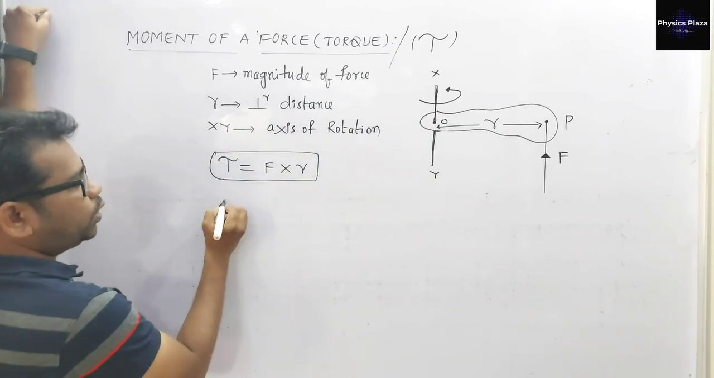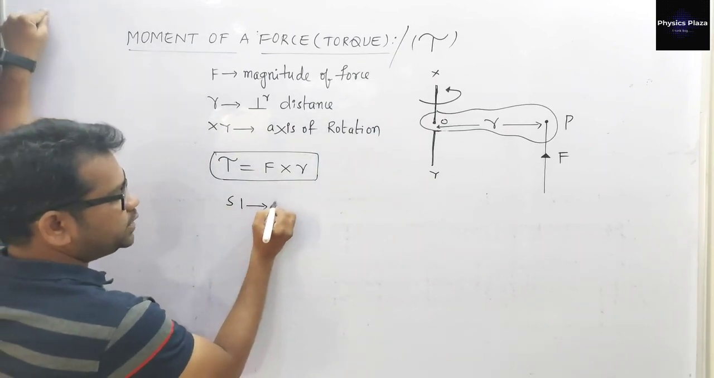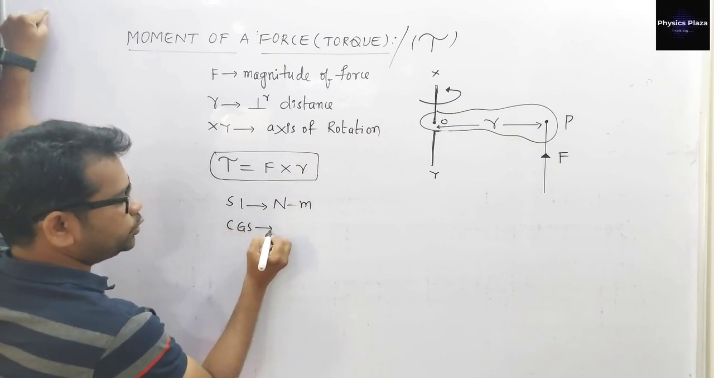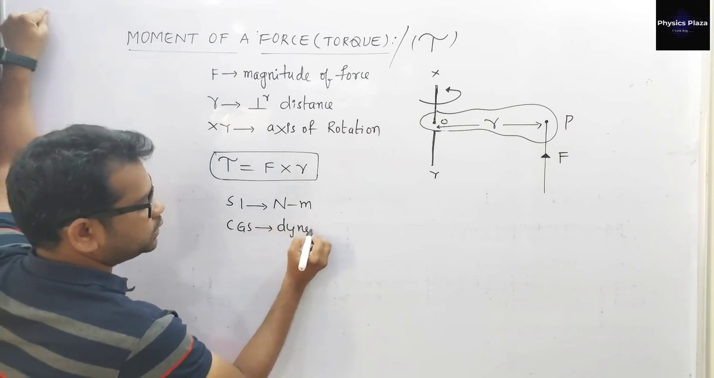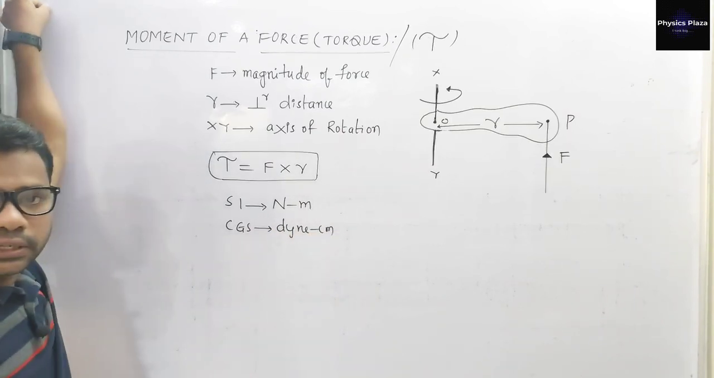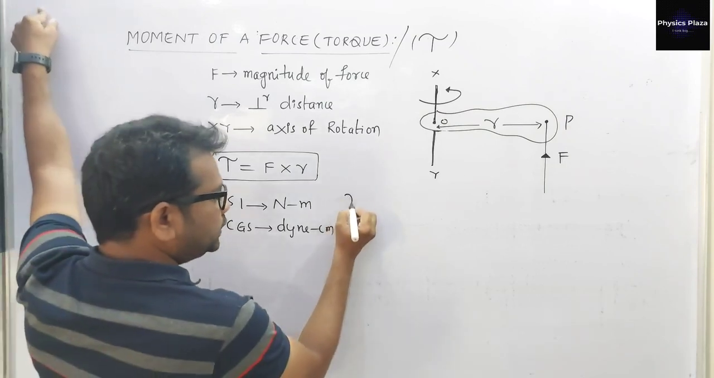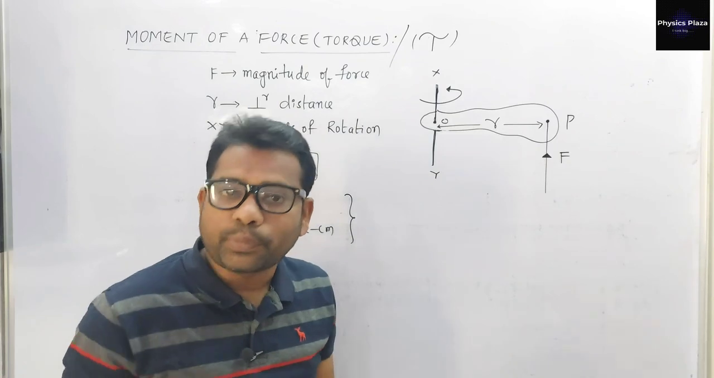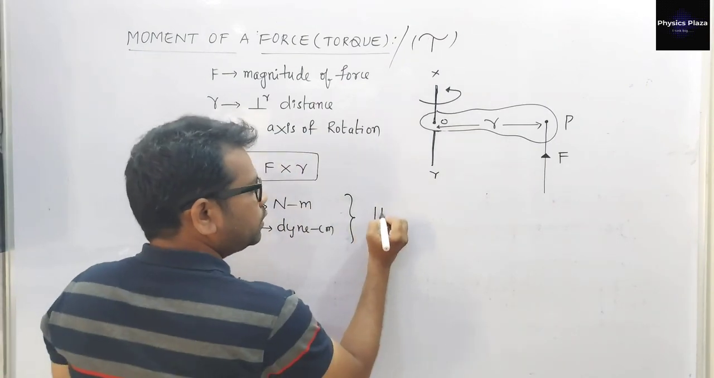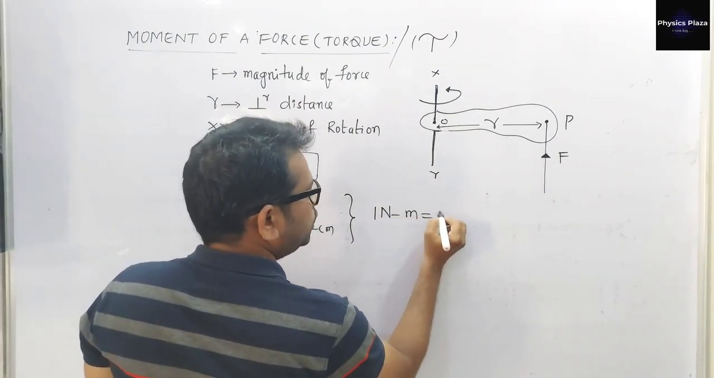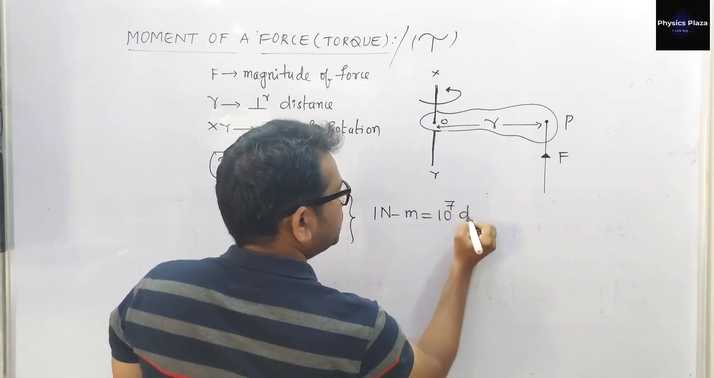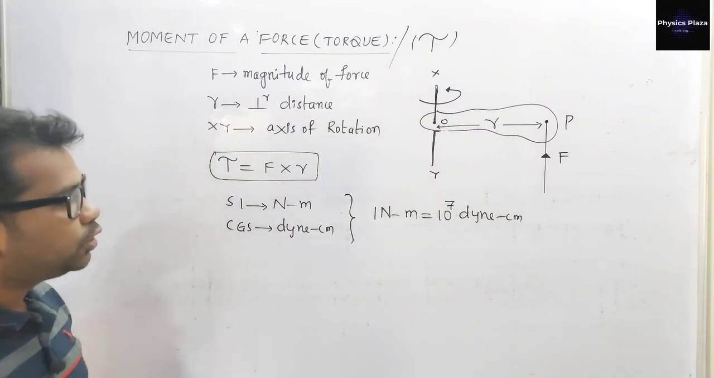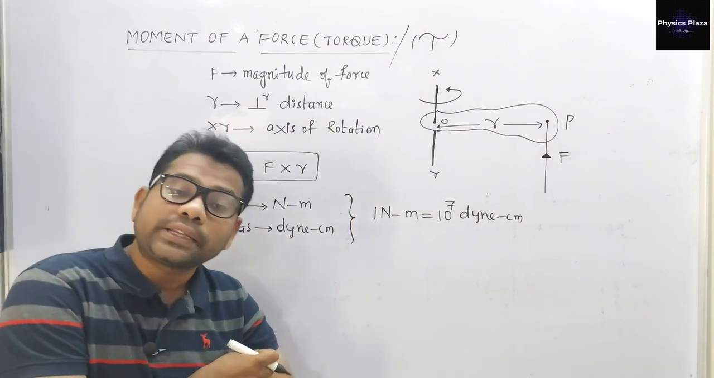Now children, let us see what the units are. The SI unit is Newton meter, whereas the CGS unit is dyne centimeter. How the SI unit of torque is related to the CGS unit is a very important examination point of view. So 1 Newton meter is equal to 10 power 7 dyne centimeters.